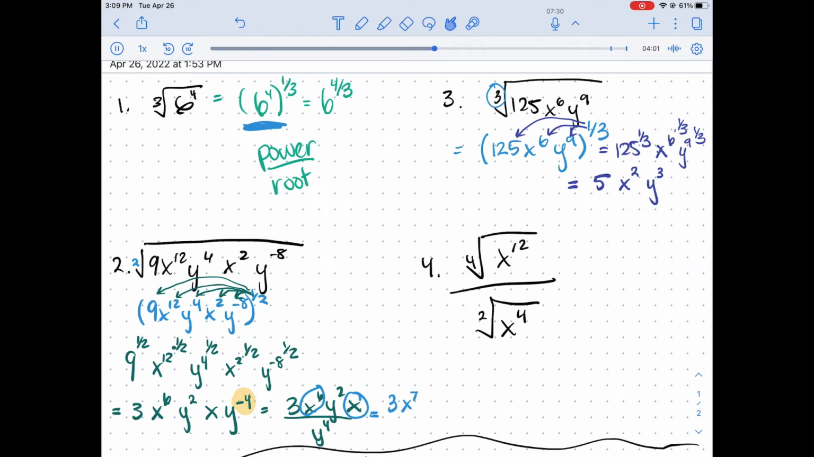And then for my y's, when I divide like bases, I subtract their exponents, so I should have y to the 2 minus 4. So my final answer here will have 3x to the 7th, y to the -2. I don't like negative exponents, so it goes to the basement. 3 times x to the 7th over y squared is our final answer. So green light, final answer.